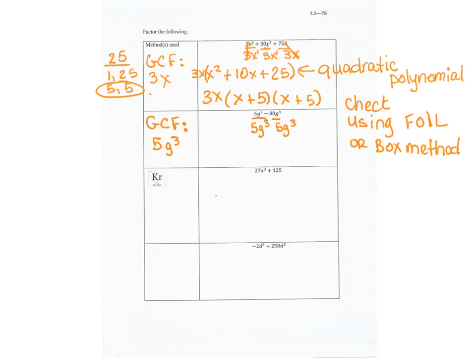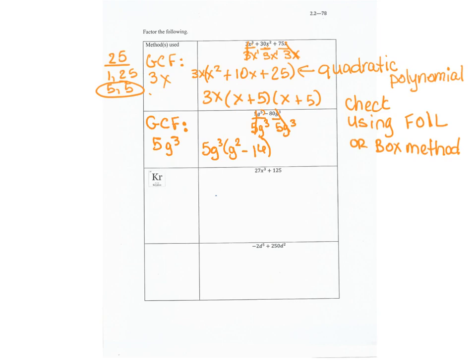5 divided by 5 is 1. Go ahead and stick my greatest common factor right here outside my parentheses. And then my exponent of 5 minus 3 would be g squared. I have a minus sign in my original problem. I'm going to bring that down. 80 divided by 5 would be 16. And then g cubed divided by g cubed cancels out.